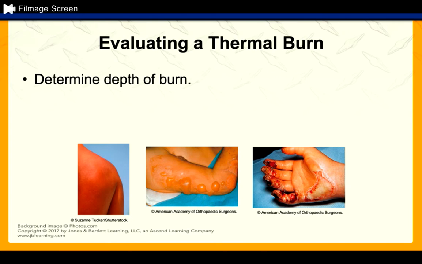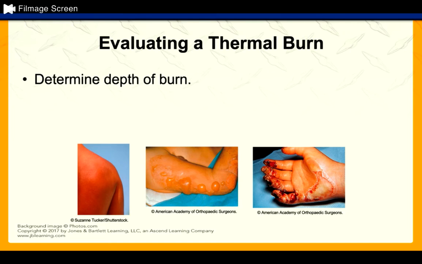And one of the ways that you distinguish a first degree burn from a second degree burn, just by looking at these photographs, is that in a first degree burn, your skin just appears red. Whereas in a second degree burn, you start to see blisters that form.